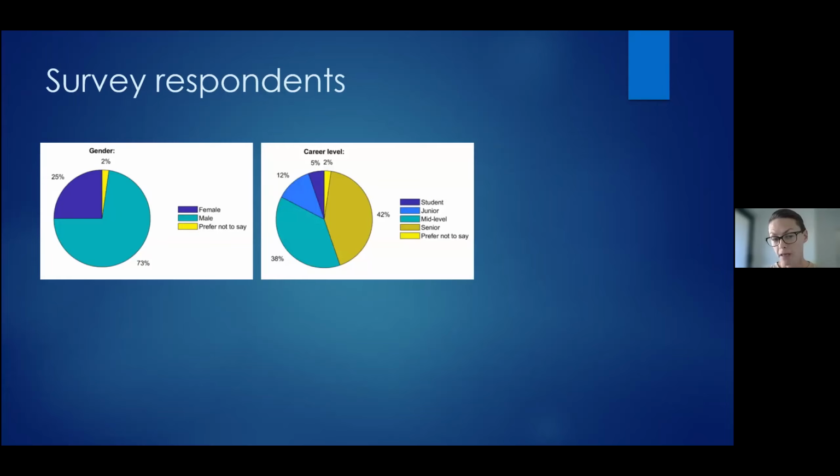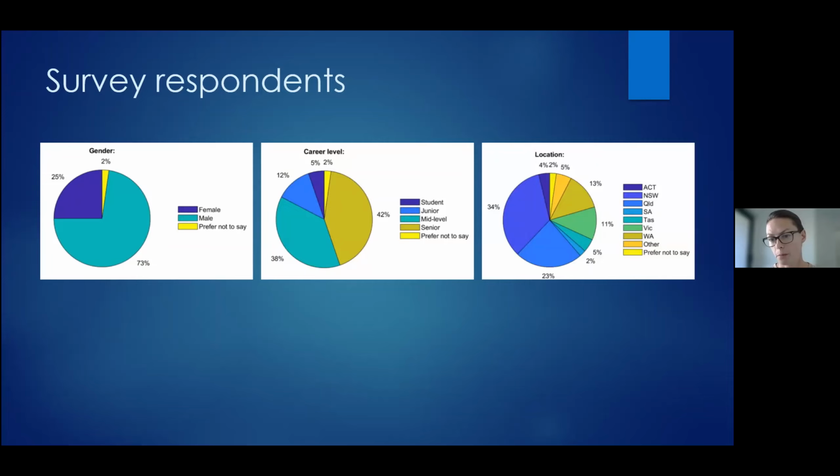Career level, we asked people, student, junior, mid-level, senior, or prefer not to say. We didn't actually give anyone a definition as to what junior meant versus senior versus mid-level. And so these were self-reported career levels. And you can see that we've got a real dominance. We've got 80% of people identifying as mid-level and senior. So that may have an impact on the results in that we're not getting a huge representation of students and junior coastal geoscientists and engineers responding to the survey.